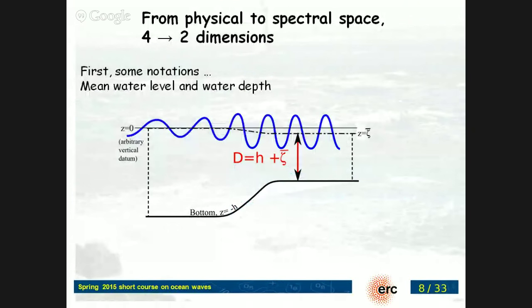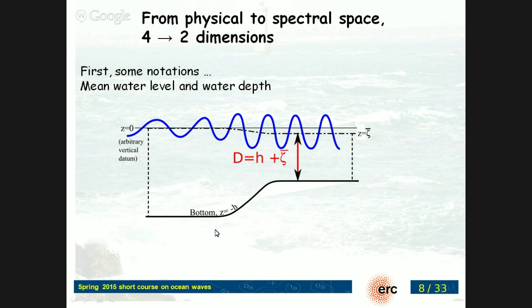So to begin, I'll just introduce some notations. What I will refer to as a datum, a reference of the vertical, is arbitrary, and this is my z equals 0 level. It can be the mean water level, it can be the chart datum, it can be the DOE, whatever you want.